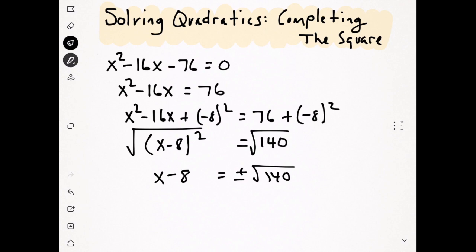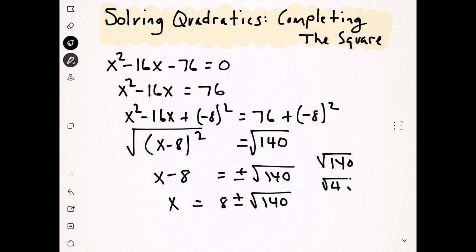And then we can solve. So we're going to add 8 to both sides. So we have x equals 8 plus or minus the square root of 140. And then we can simplify the square root of 140 and rewrite it as the square root of 4 times the square root of 35. So we end up with 2 times the square root of 35. So x equals 8 plus or minus 2 times the square root of 35.